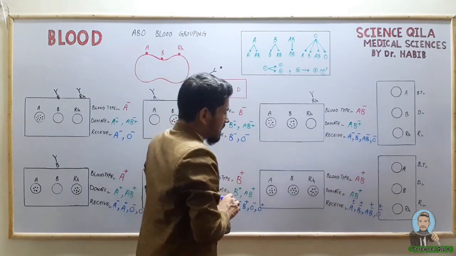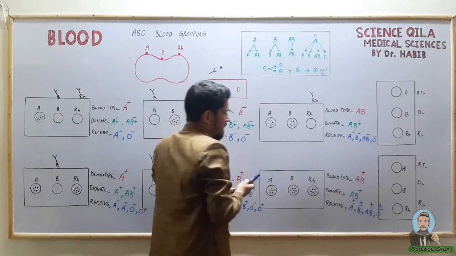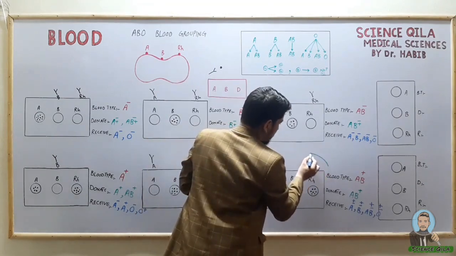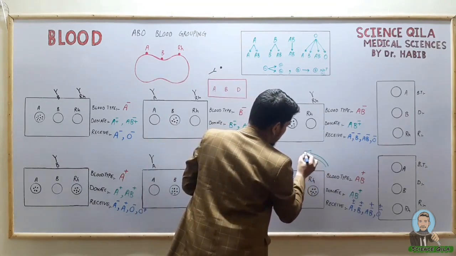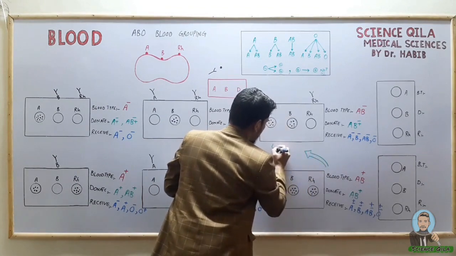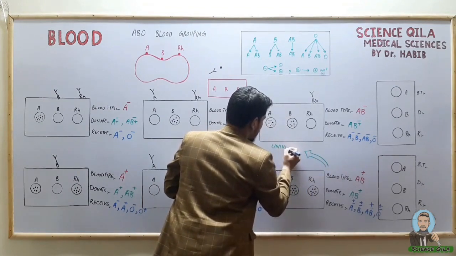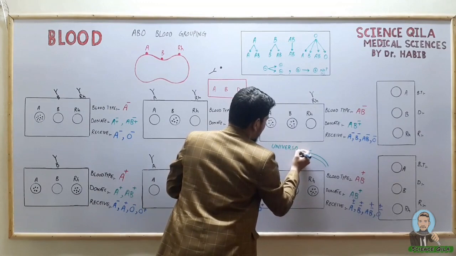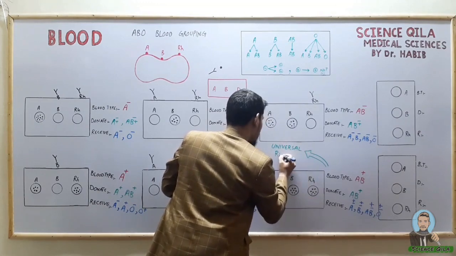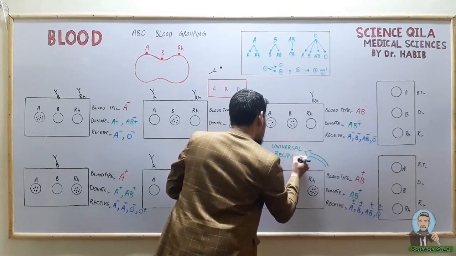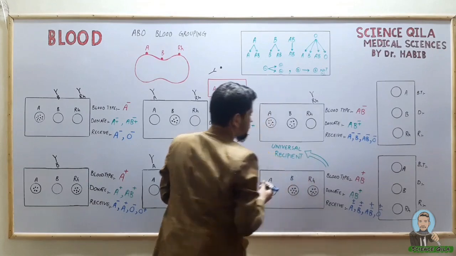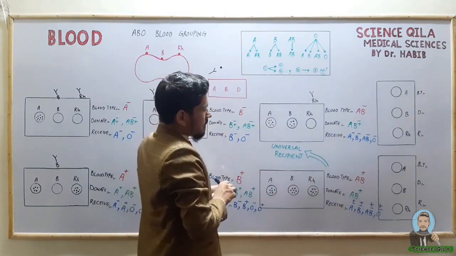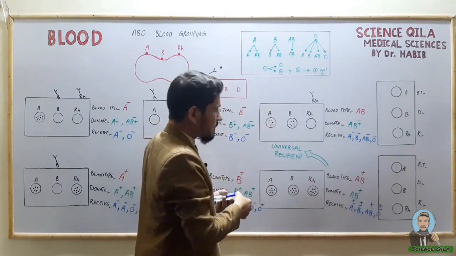That's why we call this blood type, AB positive, the universal recipient. Okay, let's proceed to the last two examples now.